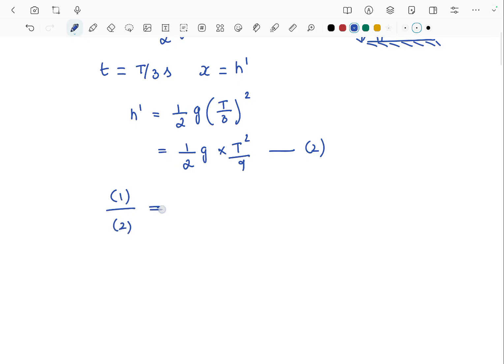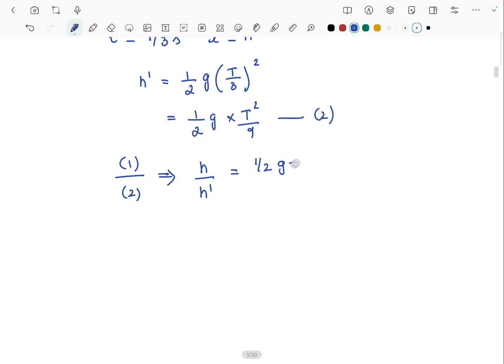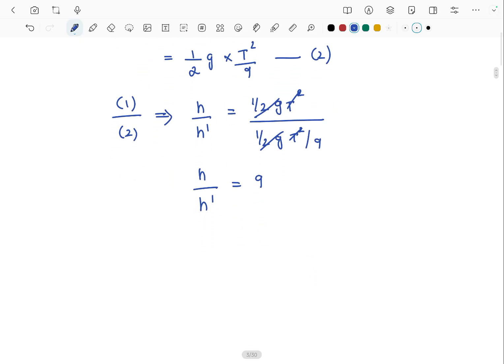Dividing equation 1 by 2, that is h by h dash. h by h dash is equal to, h we got as half g t square, divided by half into g into t square by 9. So here t square everything gets cancelled. So we are left with only h by h dash, which is equal to 9, or I can write this as 9h dash is equal to h, or you can write h as h by 9.